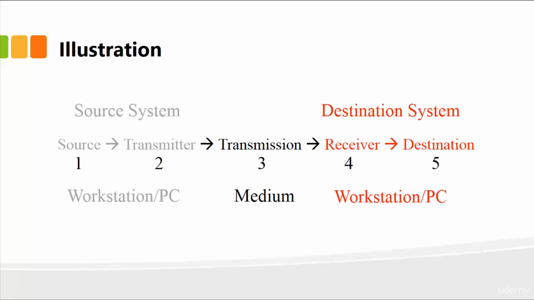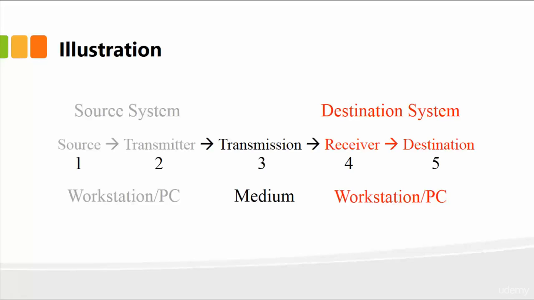Here, just a simple illustration of one computer to another computer, right? So think of this as the source system, the system that is going to send out information, and then, of course, the destination system, the computer that is going to receive the data. So the first thing is obviously the source. The second step would be the transmitter. We need some device that needs to transmit that data. And then step 3 would be the actual transmission, whether it's a cable, whether it's wireless, and so on. And then, of course, the fourth step would be the receiver, and then the fifth would be the destination.